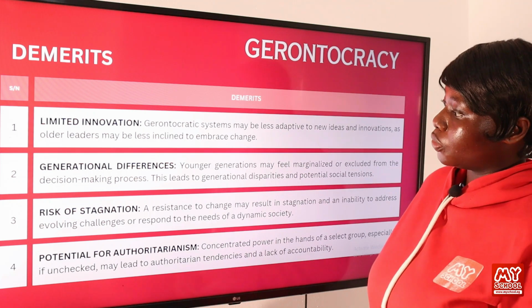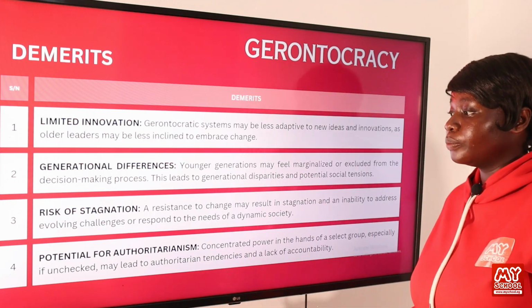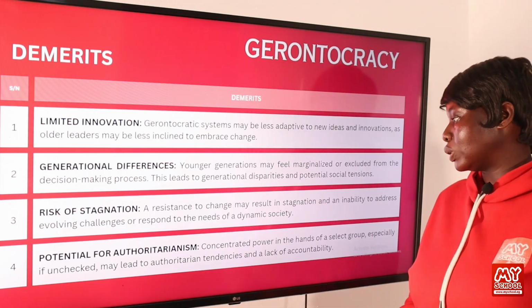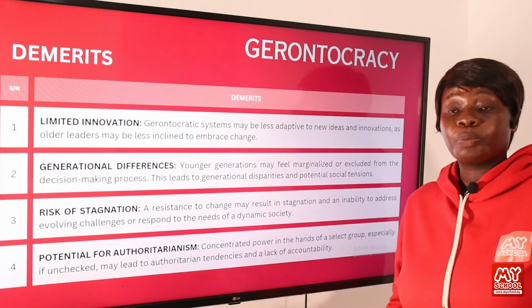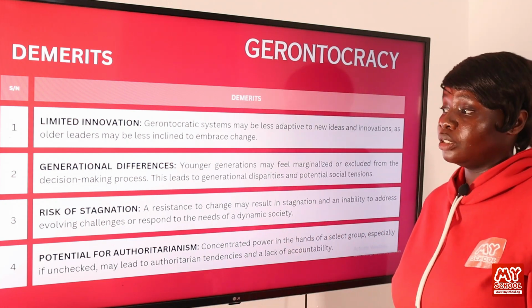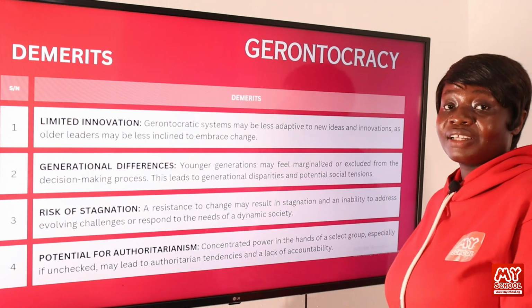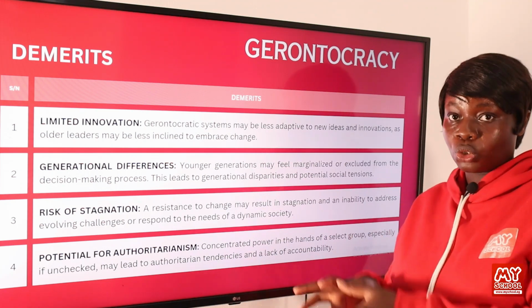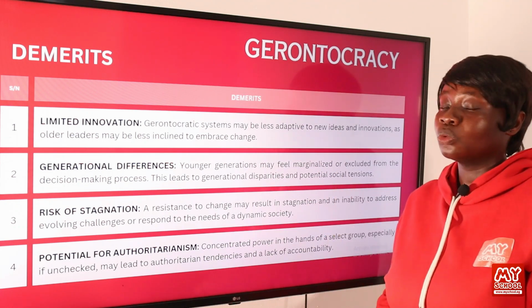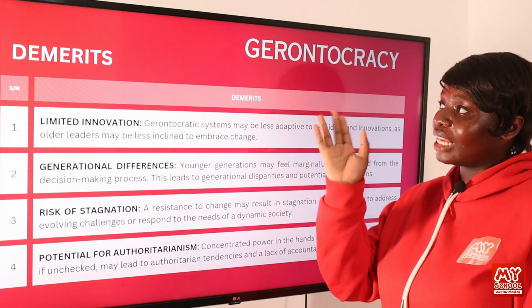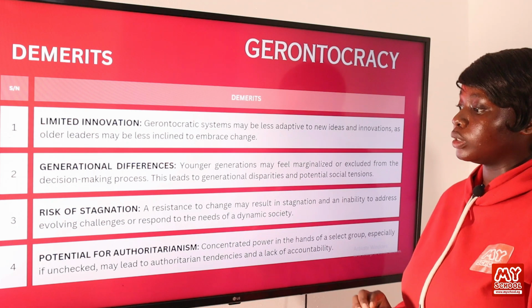And that demerit of gerontocracy is the risk of stagnation. A resistance to change may result in stagnation and inability to address evolving challenges or respond to the needs of a dynamic society. So when you are resistant to new ideas, to new innovations, you continue to stay in the same place. Even when the world is moving past you, you keep staying there. So that's one of the demerits of gerontocracy.